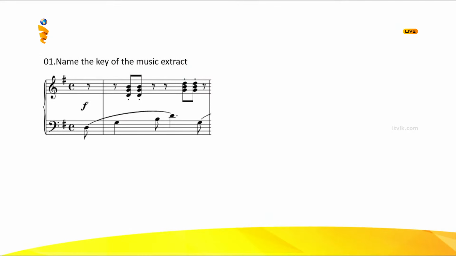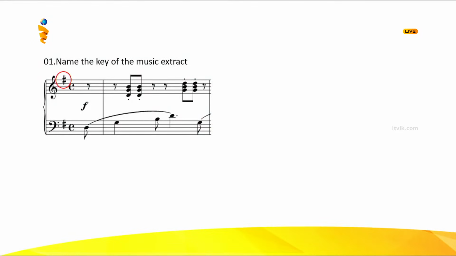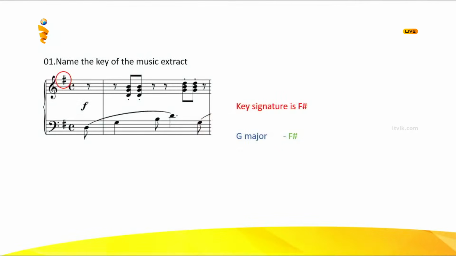First one, name the key of the music extract. When you write the answer for this question, the first step is finding the key signature. Here, the key signature is F sharp. In G major there is one F sharp, but don't forget that the relative minor also has the same key signature. So what is the relative minor of G major? It is E minor, and the seventh note is raised. So it would be either G major or E minor. Then what will be the correct answer?